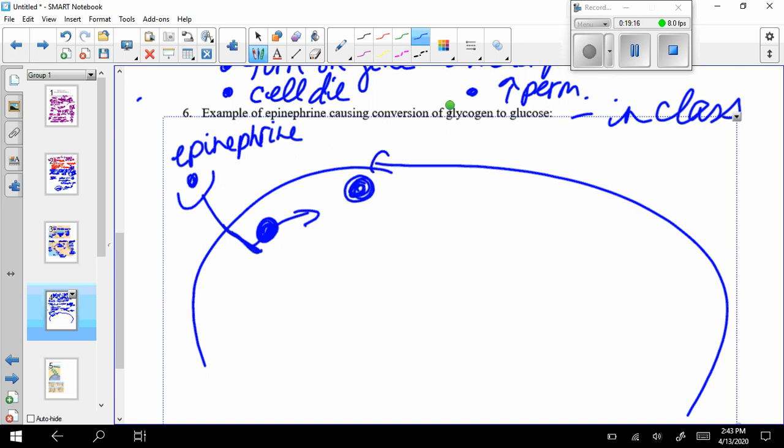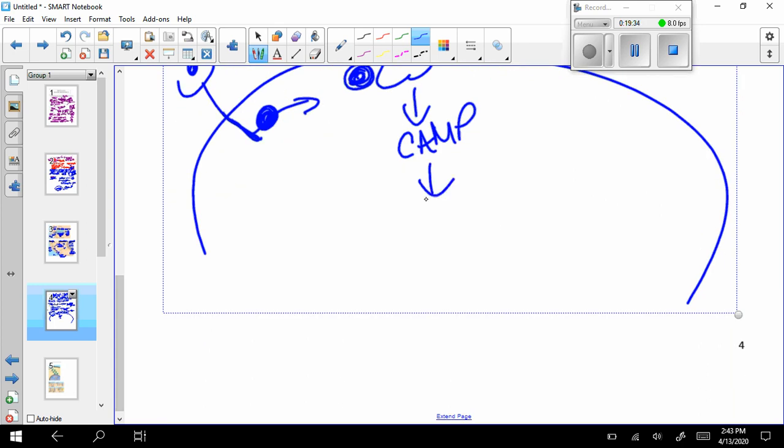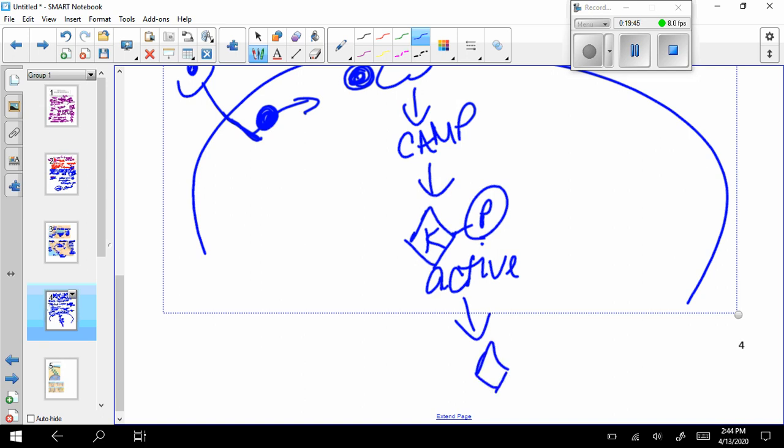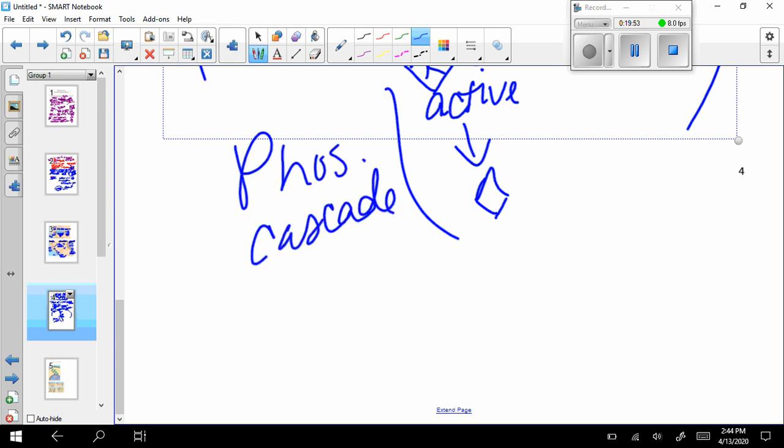And when it moves away, it goes to an enzyme that is in the membrane of my cell called adenylyl cyclase. Then adenylyl cyclase makes cyclic AMP. That is my secondary messenger. My secondary messenger turns on kinases. So here's my kinase. It gives it a phosphate group, which means that now it is active. And that usually activates another kinase, and it does this whole phosphorylation cascade. Turn on, turn on, turn on.